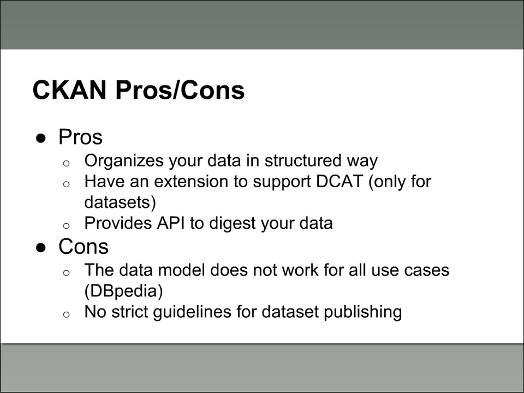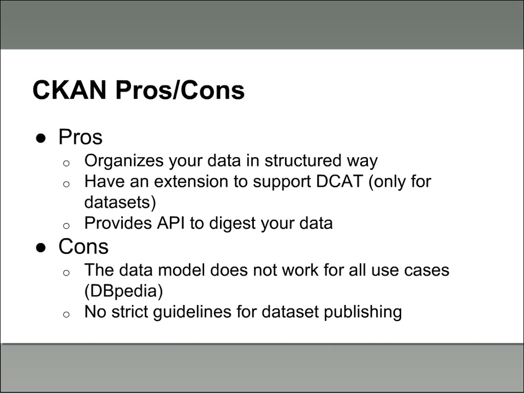So yes, the last thing you heard, I was talking about the CKAN architecture, and the pros and cons of this architecture. The pros are that it organizes data in a structured way, and you can have this extension to support DCAT, which gives you standardized access to the metadata for end users, and it also provides an API to digest your data. The cons are that the data model doesn't support all the cases. For instance, we got a problem with DBpedia.